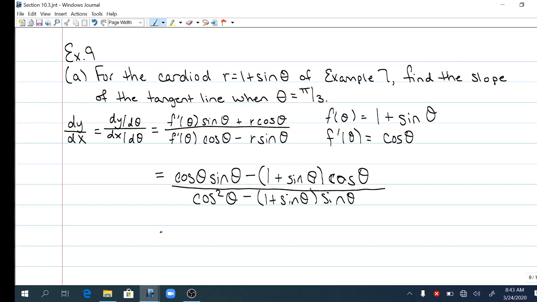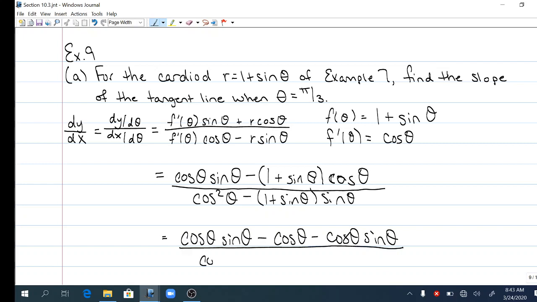Let's distribute and simplify as much as we can. So we will have in the numerator cosine theta sine theta minus cosine theta minus cosine theta sine theta. The denominator will become cosine squared theta minus sine theta minus sine squared theta.